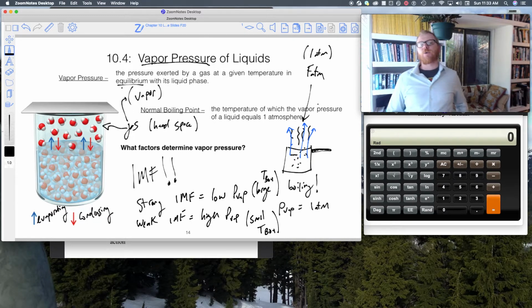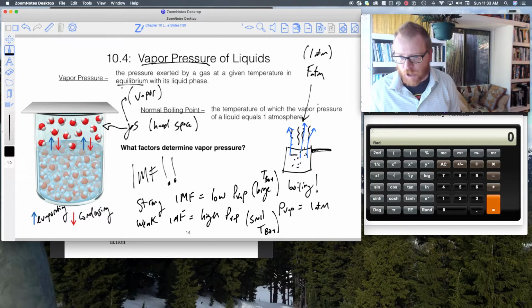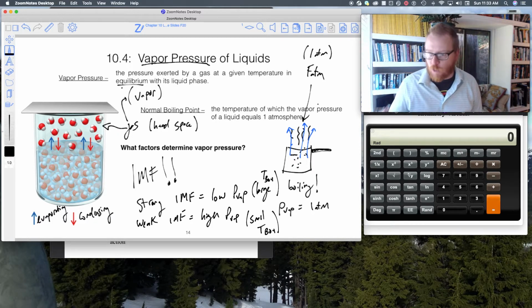boiling point. So in other words, when it's got strong intermolecular forces, it's going to have a low vapor pressure. Consequently, it's going to take a very large temperature to get it to boil. When something has weak intermolecular forces, it has a very high vapor pressure, so it evaporates really easily. Consequently, it doesn't take a lot of energy or temperature to get it to boil.